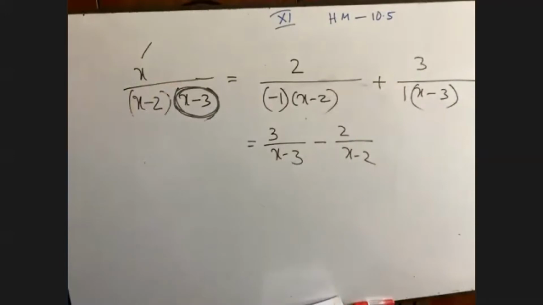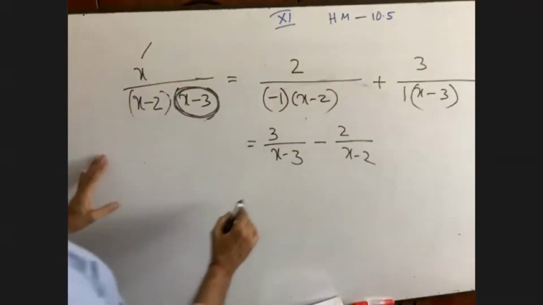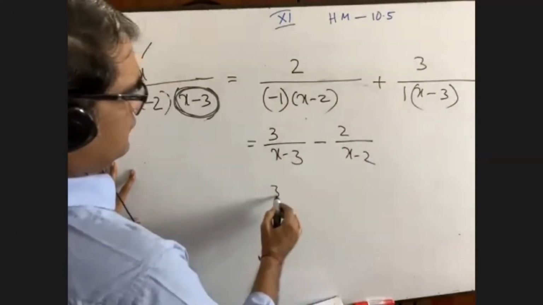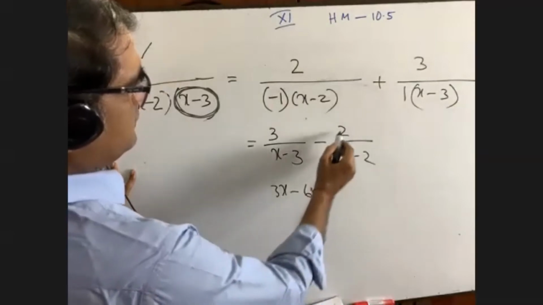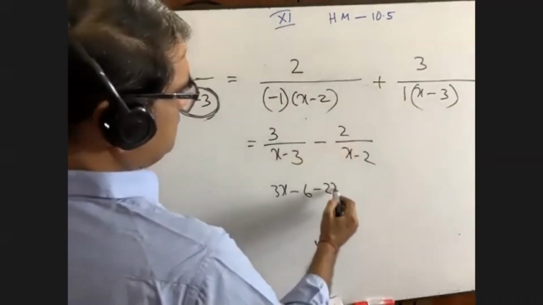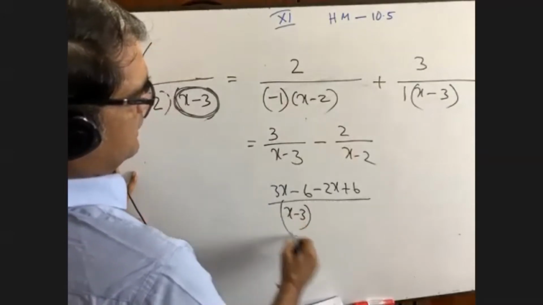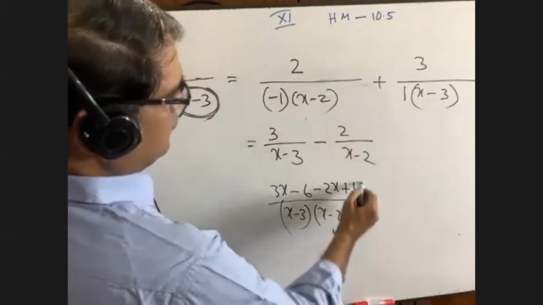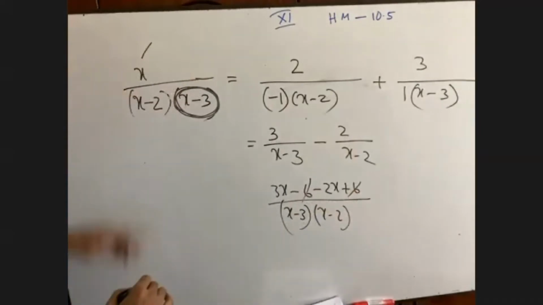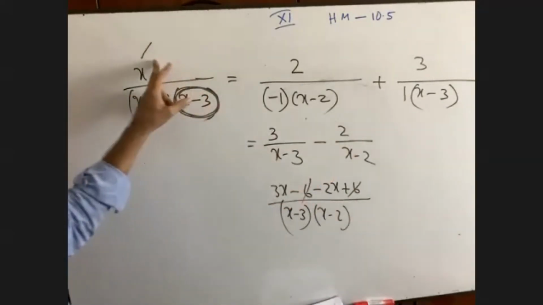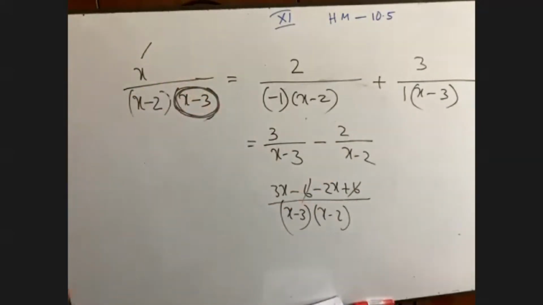If we calculate, suppose we are done, now verify. 3 into x, 3x minus 6 minus 2x plus 6 by x minus 3, x minus 2. Are you getting the same? 3x minus 2x equals to x. Have you got me or not?